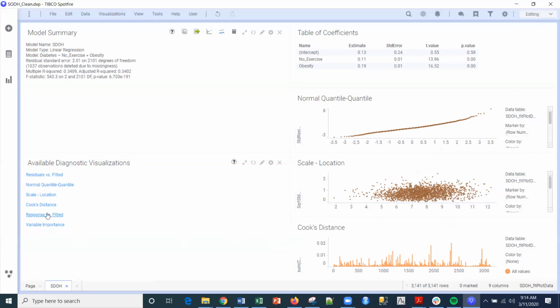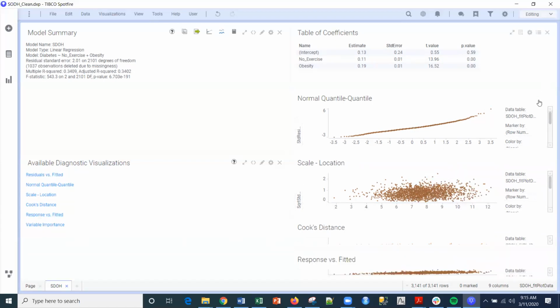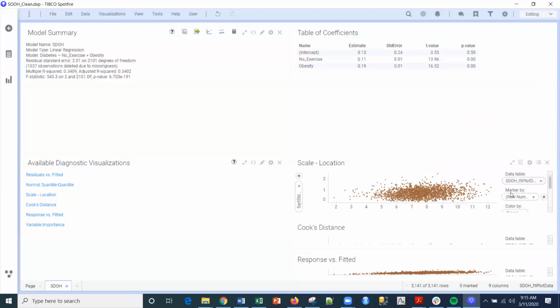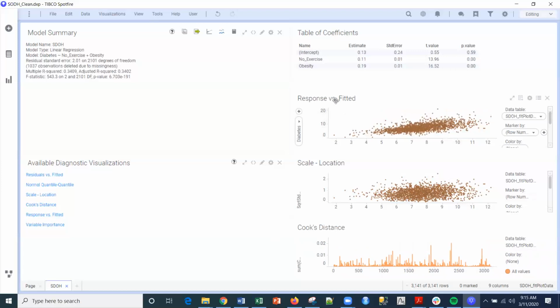And then a couple more that we might want to look at. Let me just drop this, and then I'll just close this out and pull this one up, and then I can see the response versus fitted. And this is essentially how tightly my model fits. If I had a perfect model, a perfect relationship with an R square of 1, I would see this thing run up in a single line. And then lastly is the variable importance, which we looked at.